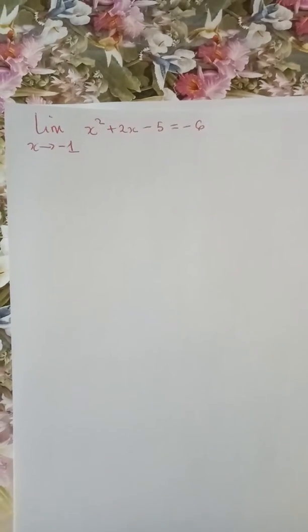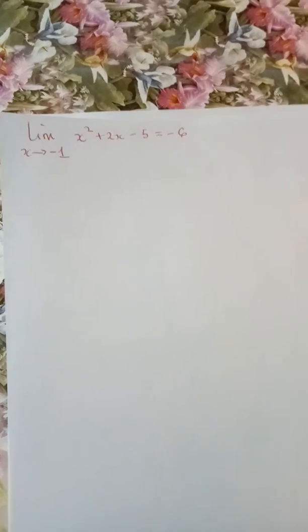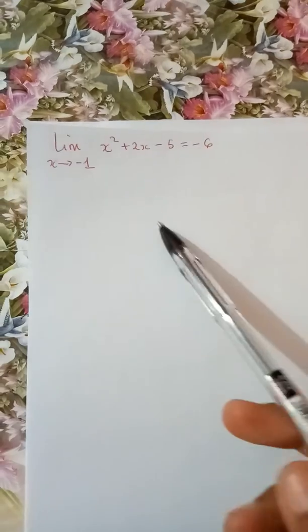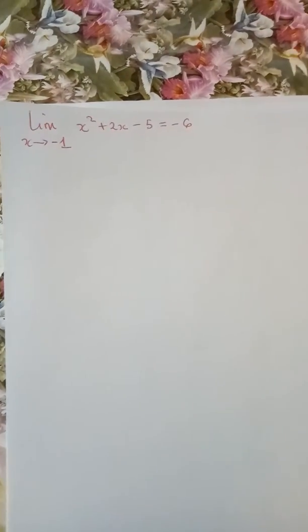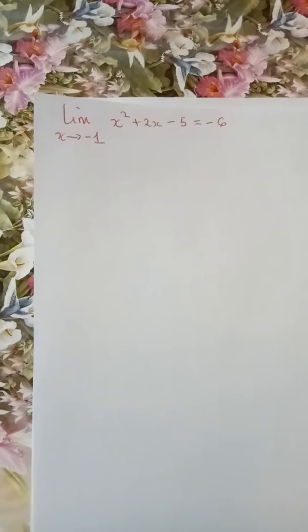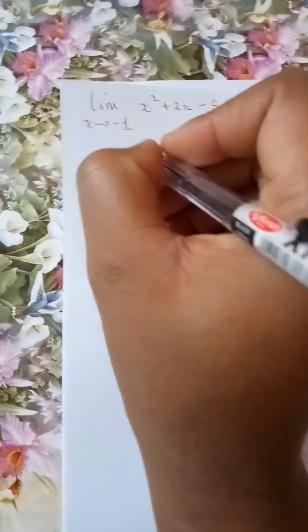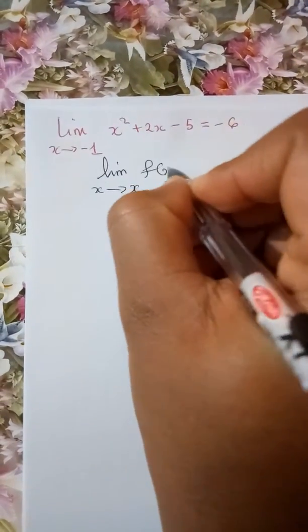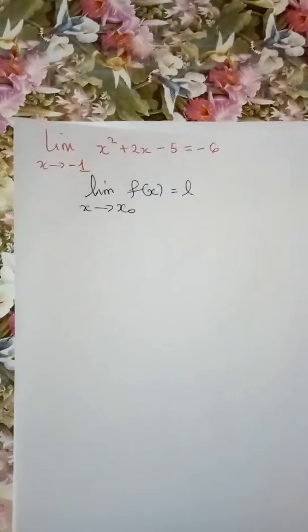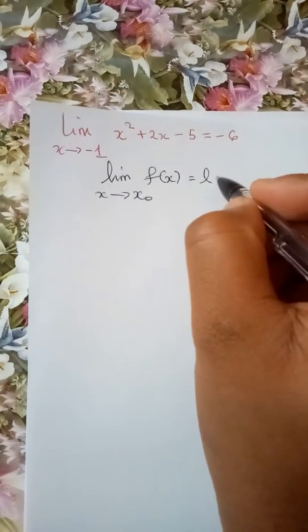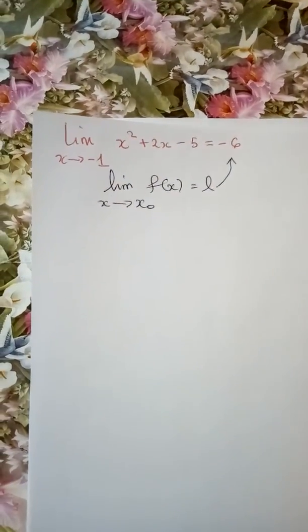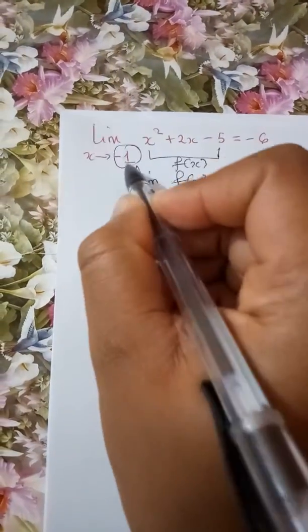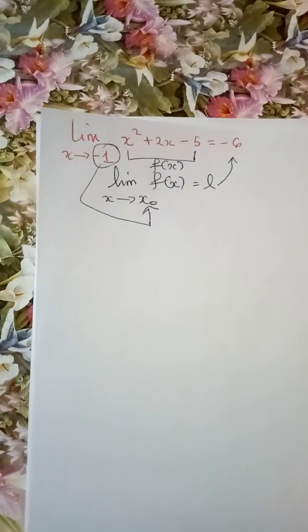So here again we have another example, in which we're asked to also use the definition of the limit of a function to prove this limit. So remember what our limit looks like. We said the limit when x tends to x0 of f of x is equal to L. So we can take L to be equal to -6, we can take this to be f of x, and we can take -1 to be x0.